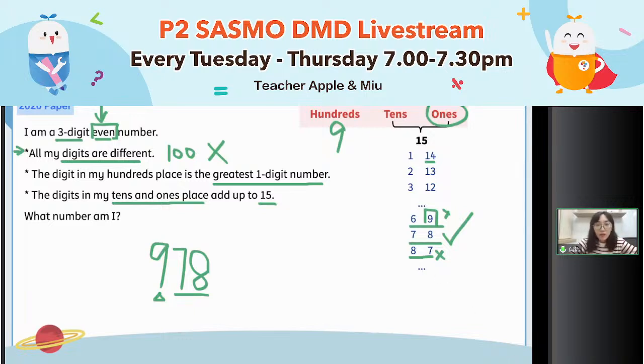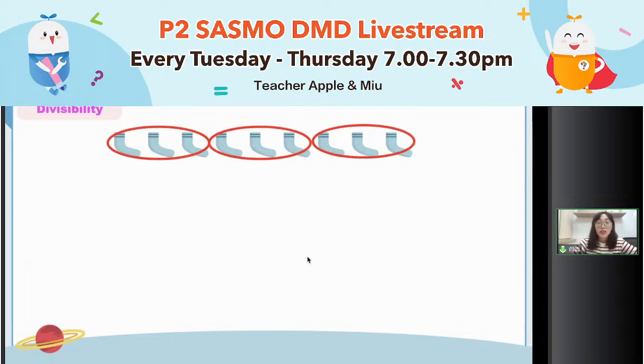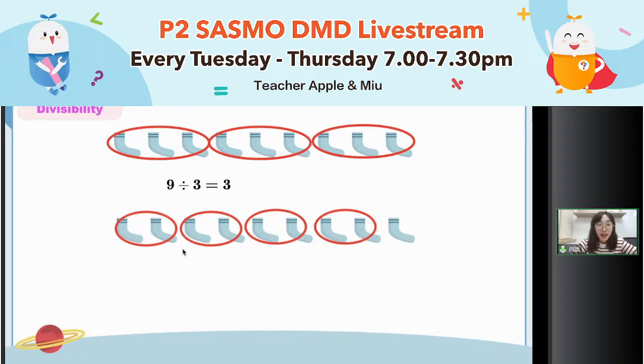Okay, so before we finish, Teacher Apple wants to share more about divisibility. Now you see, just like the picture shows, here we have 9 socks. So we can get 9 divided by 3 equals 3, right? If you group 3 socks together, 3 socks together, actually we have 3 groups. But what about here? I just group in pairs. In this way, we can get 9 divided by 2 equals 4, but there is 1 sock remaining. So we get 4 remainder 1.